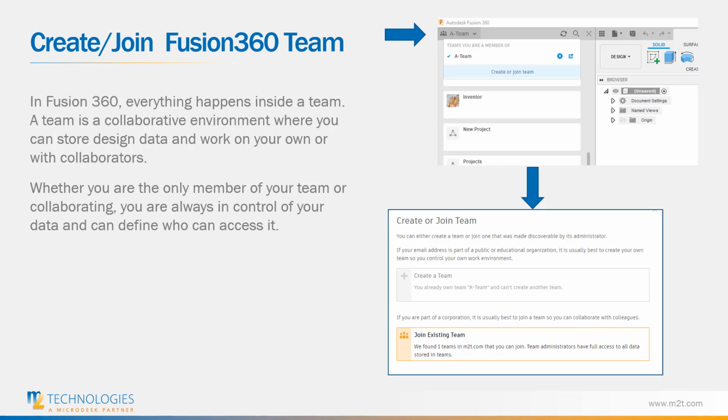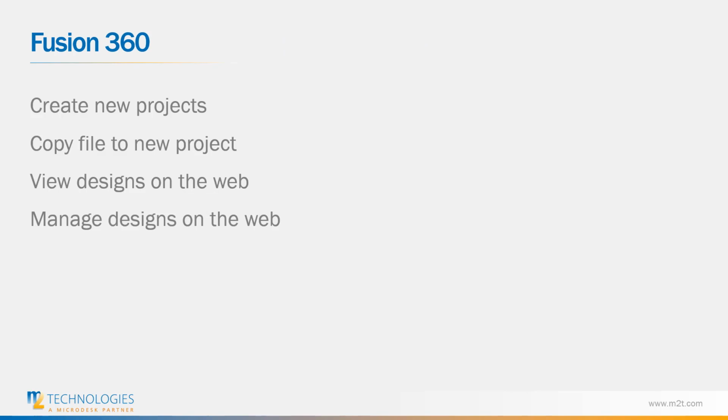In Fusion 360, everything happens inside a team. A team is a collaborative environment where you can store design data and work on your own or with collaborators. Each seat of Fusion 360 comes with a personal team which you can then add members to. Whether you are the only member of your team or collaborating with others, you are always in control of your data and can define who can access it. In this first demo, we are going to cover how to create new projects, copy files to new projects, view projects on the web, and how to manage designs on the web.